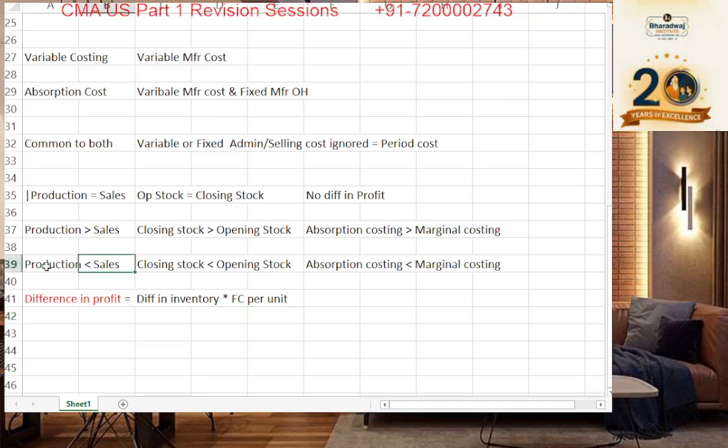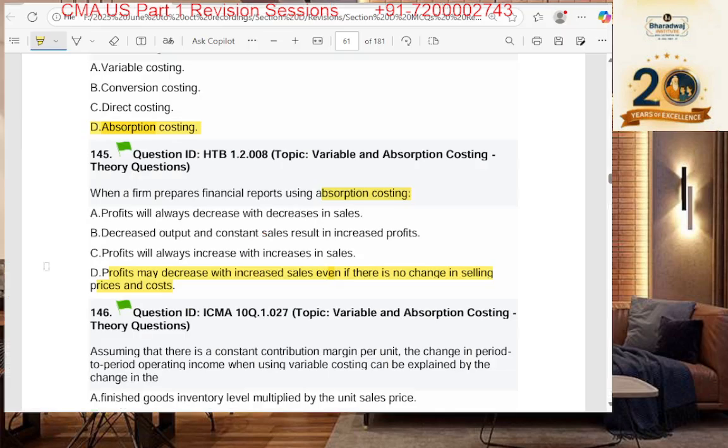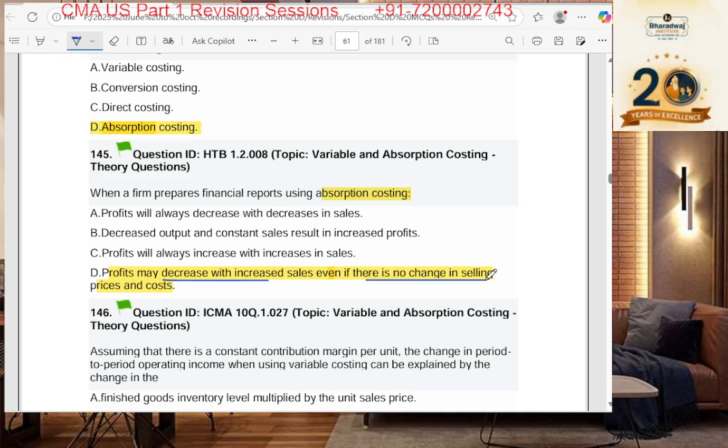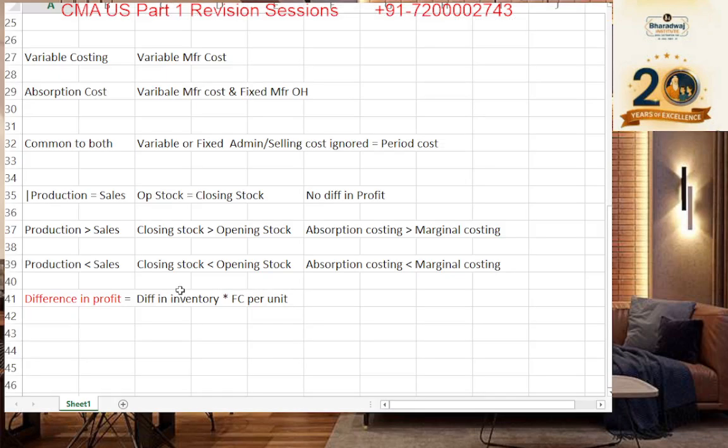I sell more units than the produced units. Compared to last year, this year sales is more. So though the sales is more, profit will decrease. No change in selling price or cost. Simply because your sales is more than production, your profit under absorption costing will be lesser than marginal cost profit.